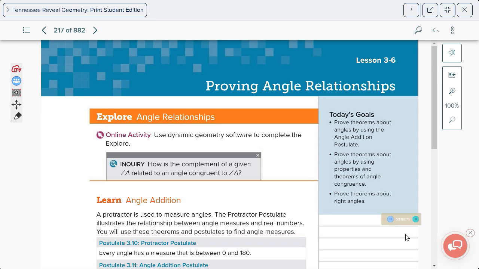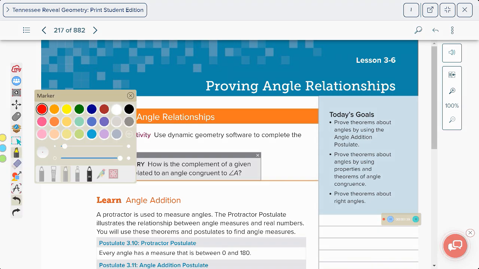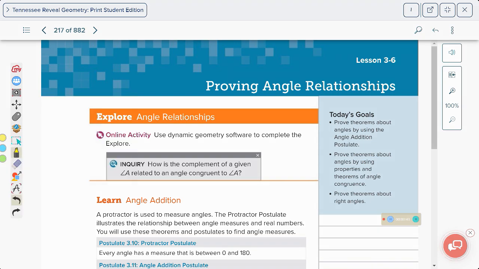Today we need to prove theorems about angles using the angle addition postulate, prove theorems about angles by using properties and theorems of angle congruence, and also prove theorems about right angles, okay? So over to the side, guys, let's talk about what exactly a proof is. Just anywhere in your textbook, a proof is exactly what it sounds like. You are gathering evidence, aka proving something to be true.